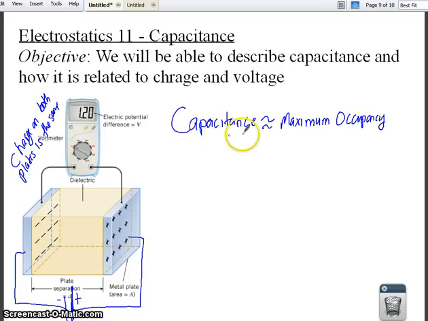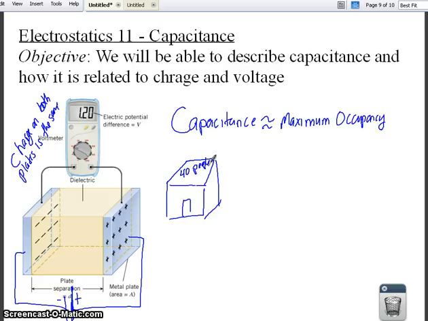Capacitance is like maximum occupancy. We can have a room, right? And the maximum occupancy could be 40 people for the room. And depending on what the room is being used for, there could be 20 people in the room, but the maximum occupancy is still 40.